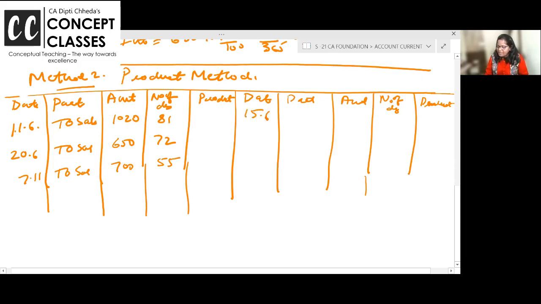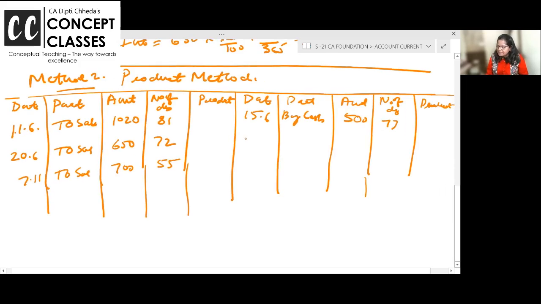This side 15th of June, bought cash 500 rupees, 77 days. I have shown you how to calculate days, so same you have to take down. Instead of calculating interest, we will calculate the product. That is the only difference. 8th August, bought cash 1100, 23 days. Take down. Should I wait or is it all clear to all of you?